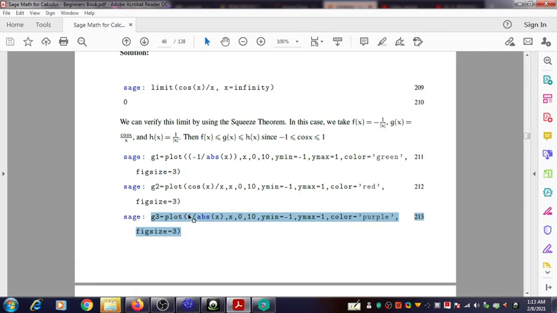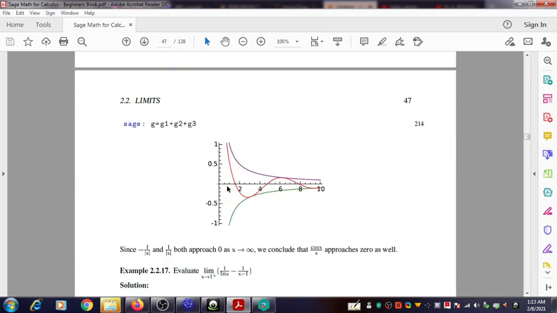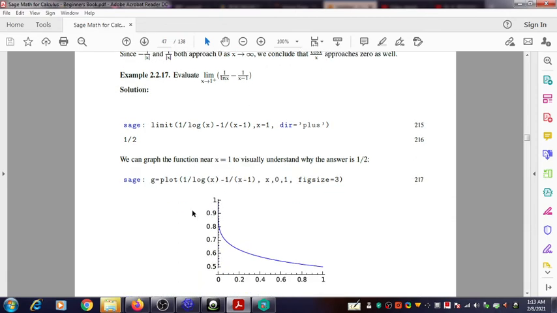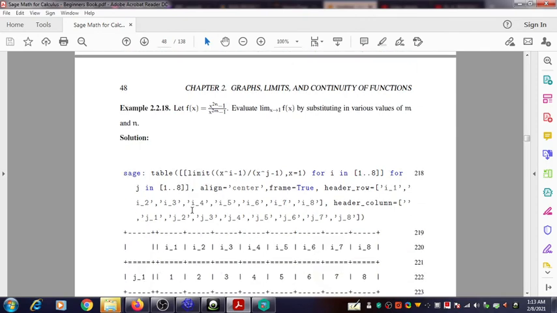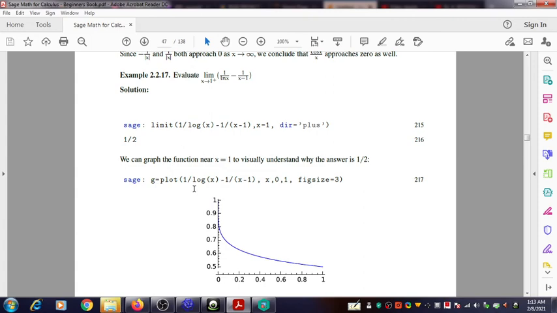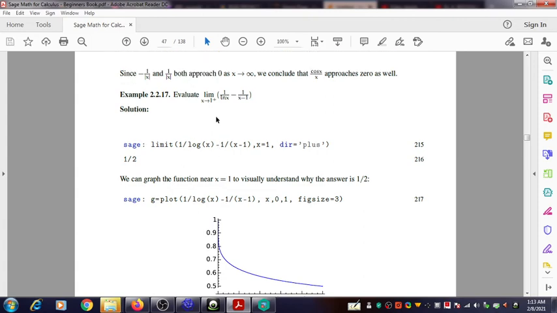Okay, then, you can see the figure given here. Now you can apply the same method to evaluate another limit, the limit of another function. Consider the problem: find the limit as x tends to 1 plus of the function 1 by natural logarithm of x minus 1 by x minus 1.